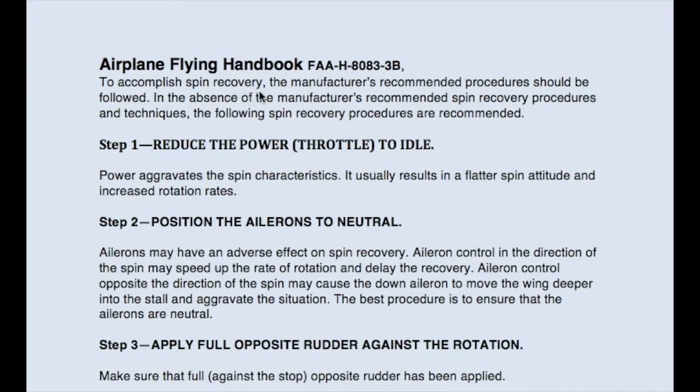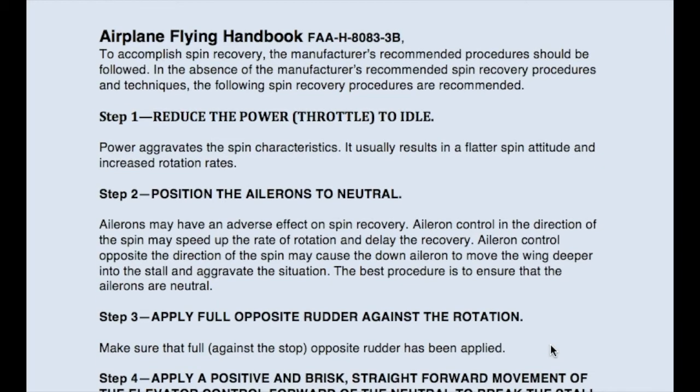To accomplish spin recovery, the manufacturer's recommended procedures should be followed. In the absence of the manufacturer's recommended spin recovery procedures and techniques, the following spin recovery procedures are recommended. Step 1. Reduce the power, the throttle or throttles, to idle. And that's because a fast-turning prop is one big gyro. Step 2. Position the ailerons to neutral. Step 3. Apply full opposite rudder against the rotation, and that should stop the spinning.